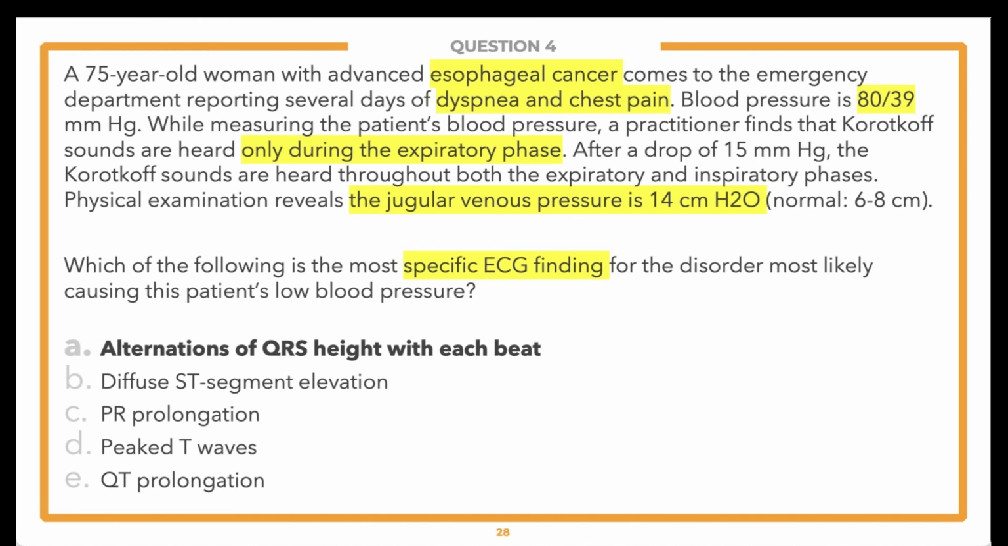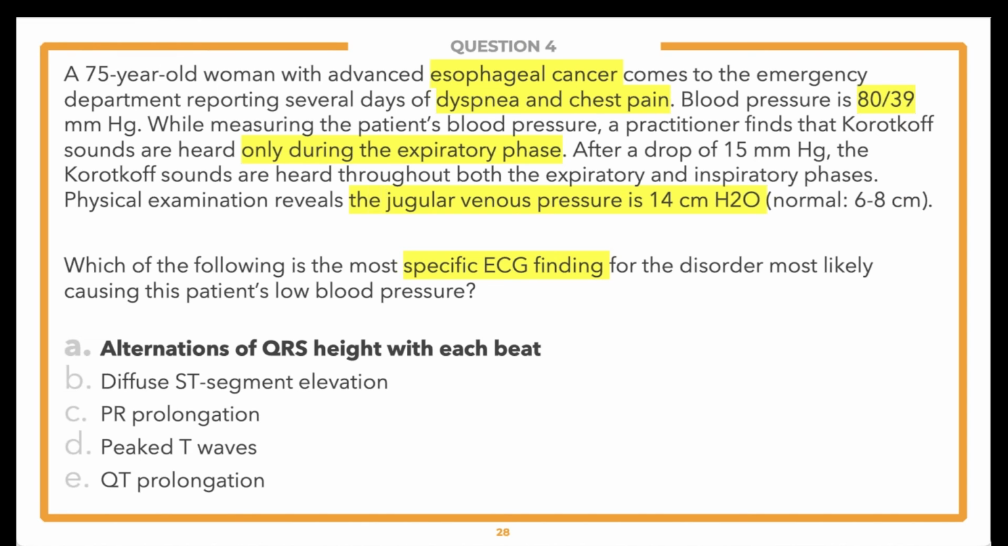So E is QT prolongation. We know QT prolongation is very high yield to know as well. It's a typical EKG finding associated with many drugs that we talk about. A lot of the antiarrhythmics, antipsychotics, some antidepressants, even antibiotics can cause QT prolongation. And the danger with QT prolongation is that it can go into what's called torsades de pointes. Again, that's a whole different topic, but again, very high yield.